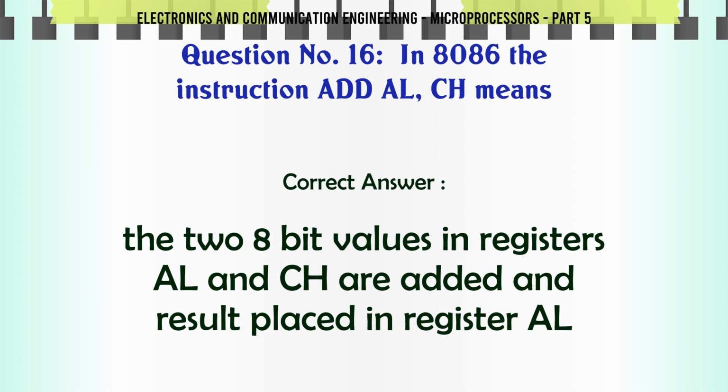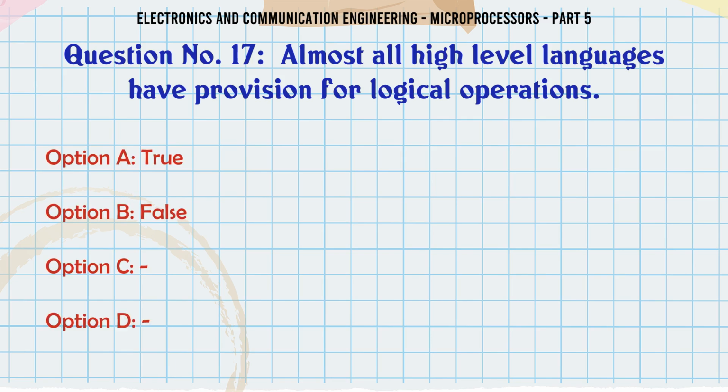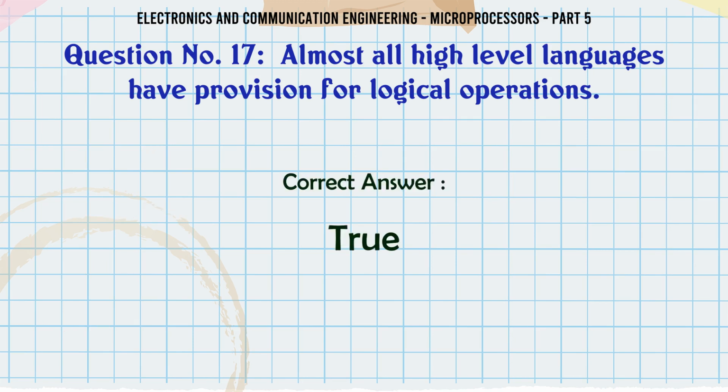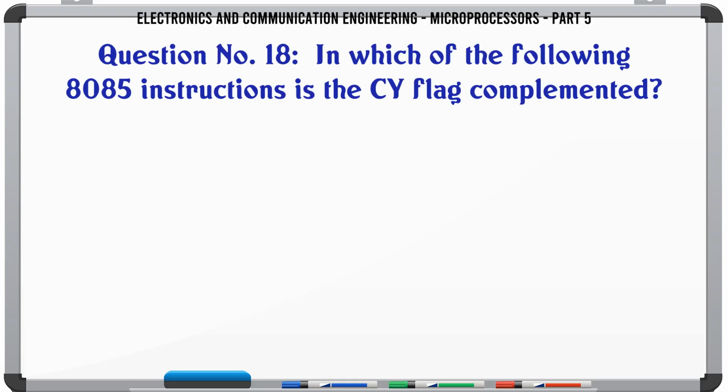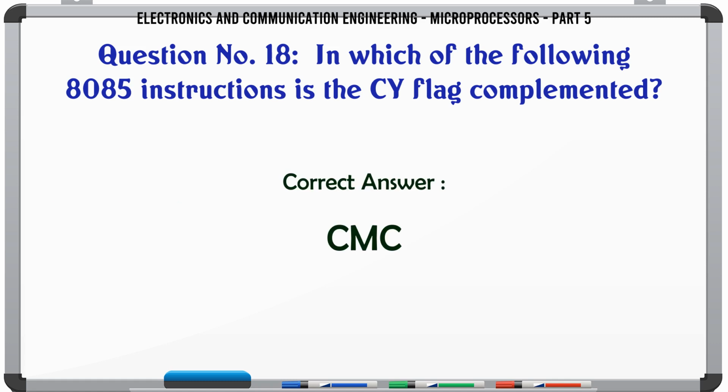L. Almost all high-level languages have provision for logical operations. A. True. B. False. C. D. The correct answer is true. In which of the following 8085 instructions is the CY flag complemented? A. CMA. B. CMC. C. STC. D. RRC. The correct answer is CMC.